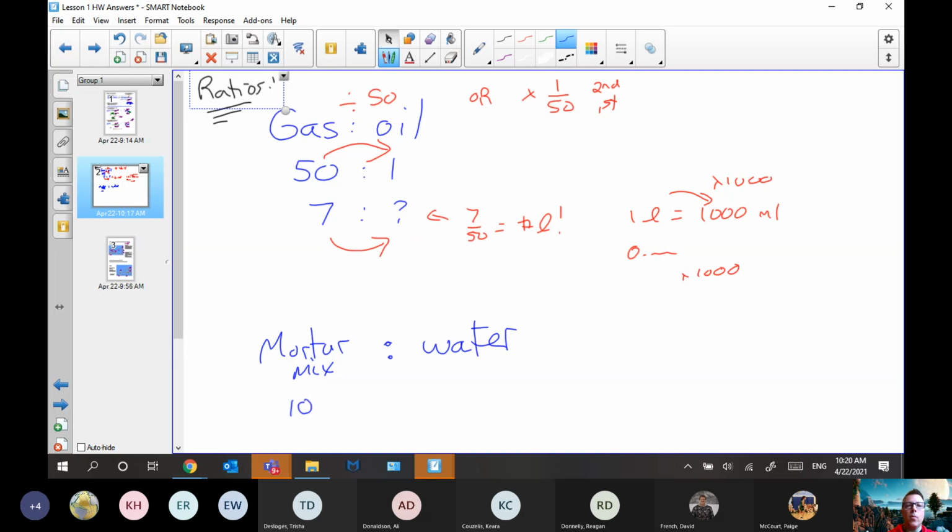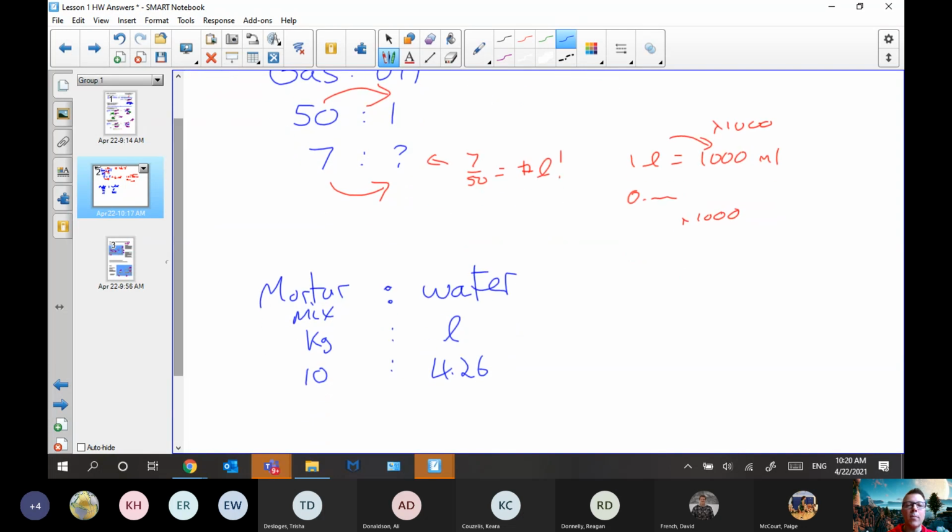So let's move that down. Let's make a heading here. It's obvious that we're talking about kilograms for this one. And then the water is in liters, right? And I think it was something, if I remember right, like 4.26 liters of water. It's been converted from imperial or something, right? So it's just an oddball number.